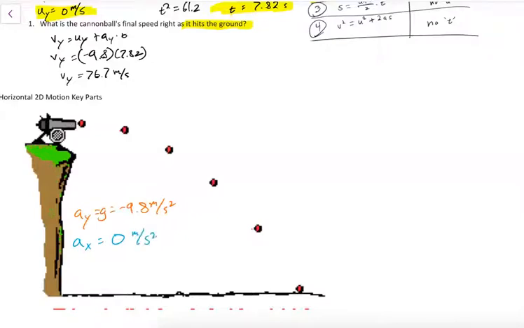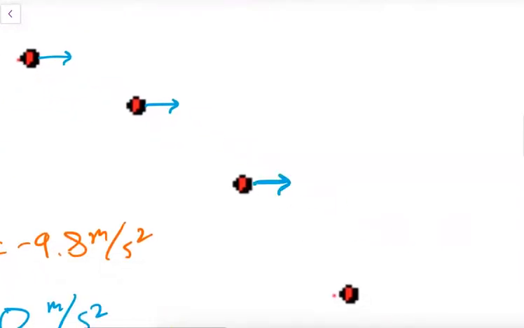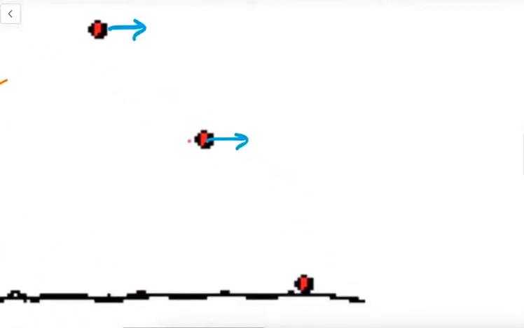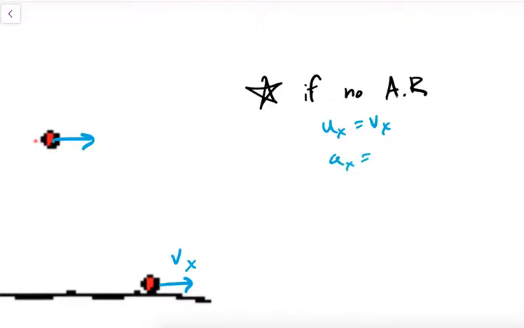That's huge, because that's saying that when I draw a horizontal vector component such as this and call it u of x, it's not going to change. It's going to stay the same the whole time. Now, if there is air resistance, it might slow down because it's hitting air in front of the ball. But if we assume no air resistance, then u of x is going to be equal to v of x, or a of x is 0.